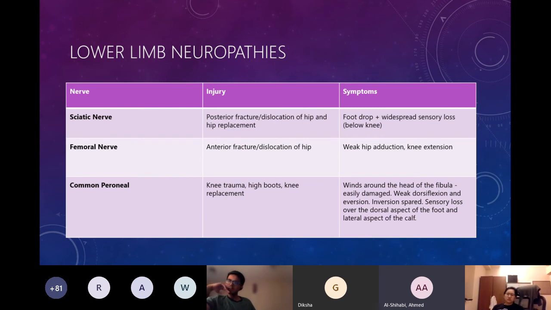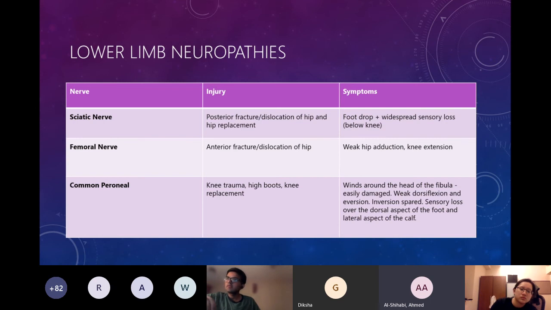But the last one, common peroneal nerve. What causes peroneal nerve palsies? Common peroneal nerve palsies. And what do they come across as? Tight plaster cast. Neck of fibula injuries. Stirrups can do it as well, and foot drop is the classical thing. So sciatic nerve, widespread sensory loss with foot drop.